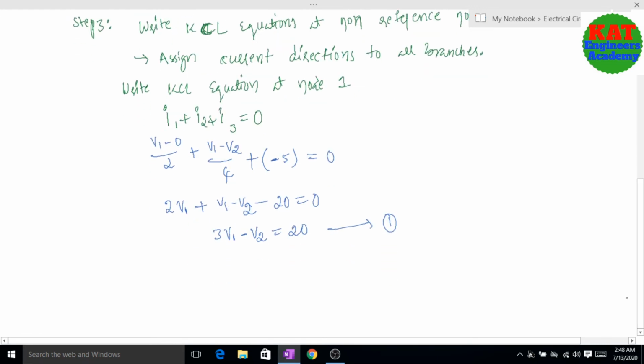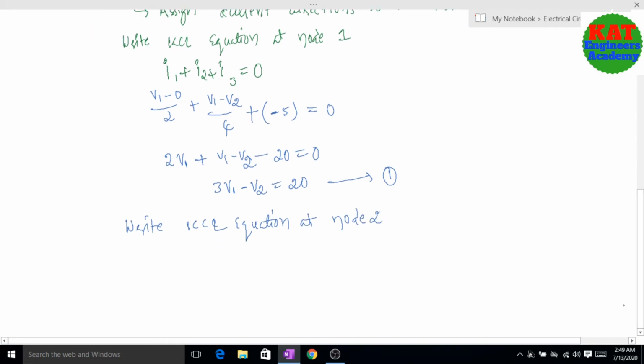Then write the KCL at the second node. So step 3 is to write the KCL equation. So write the KCL equation at node 2. So write the KCL equation at node 2.